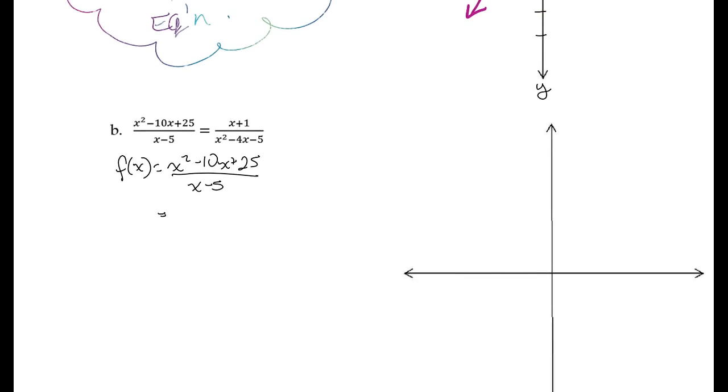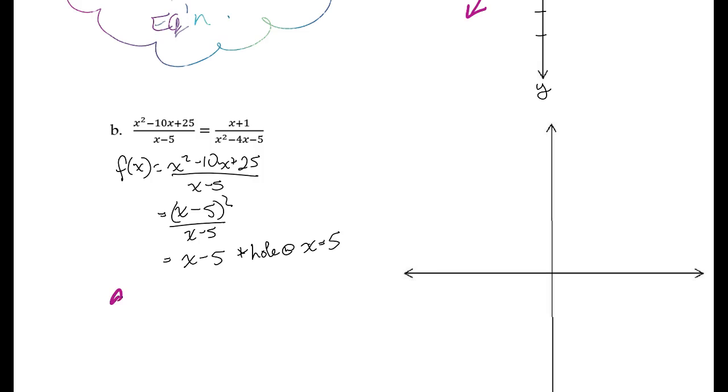So I'm going to look at factoring my numerator, which gets me x minus 5 squared over x minus 5. And so that simplifies to just x minus 5. But I need to remember that there's a hole at x equals positive 5 because of that denominator. Okay, but straight line works out nicely.